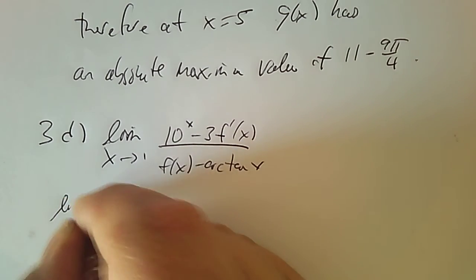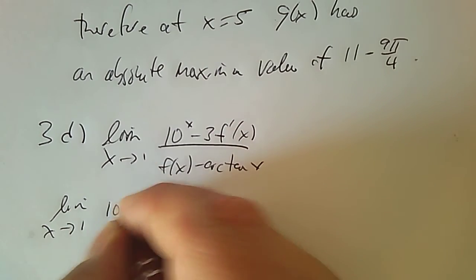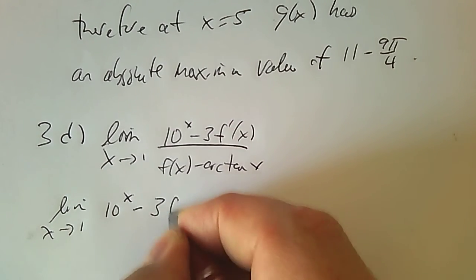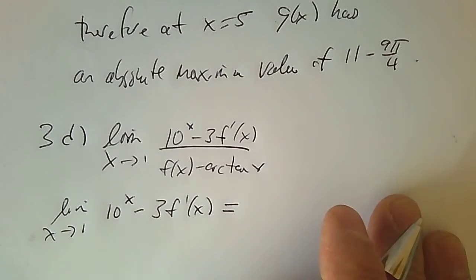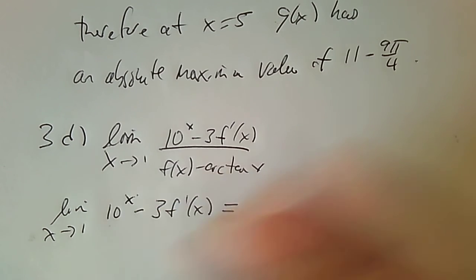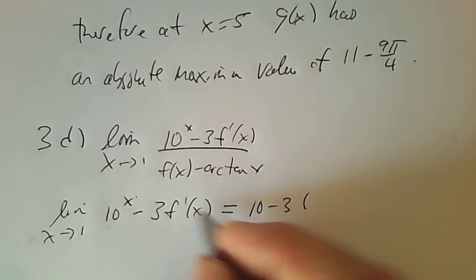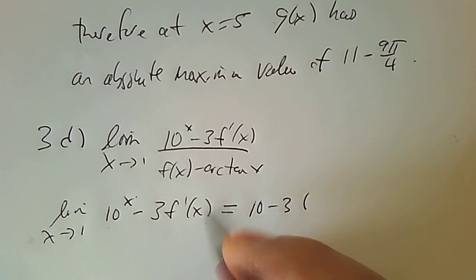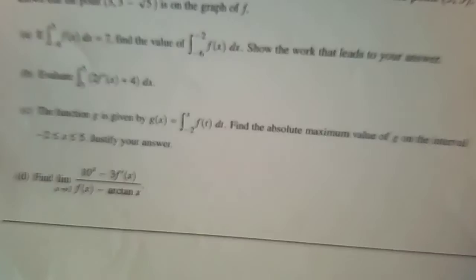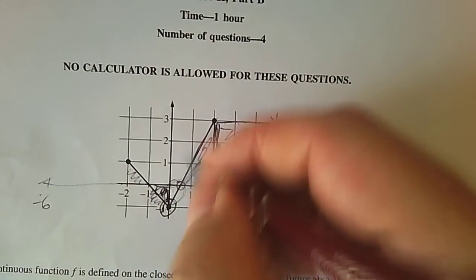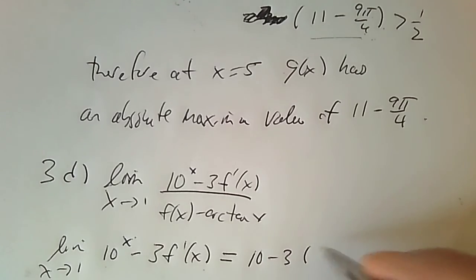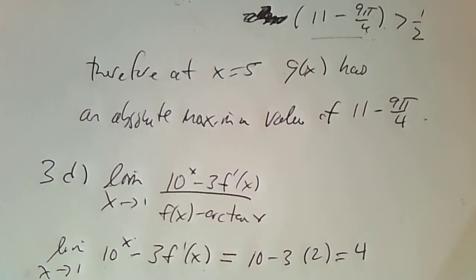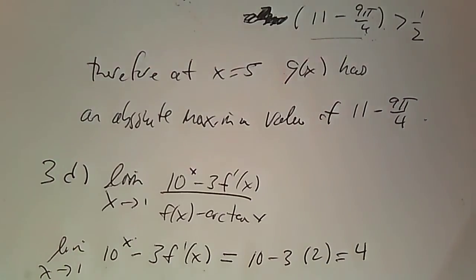So to write this out, I'm going to change the numerator by itself. So 10 to the x minus 3 times the derivative of f at x, and then know what that equals when I plug in 1. So 10 to the 1, that's 10. Now, when I plug in 1, it's saying, what's the derivative of f at 1? So the derivative at 1 is the slope of this whole line, which is up 4 over 2, or just 2 over 1, which is 2. So this is not going to be L'Hopital's rule, because the numerator is not 0. It's 4.